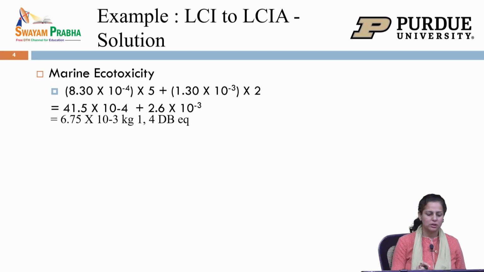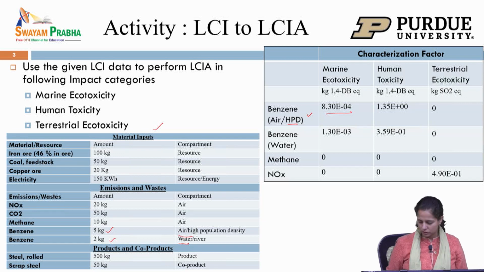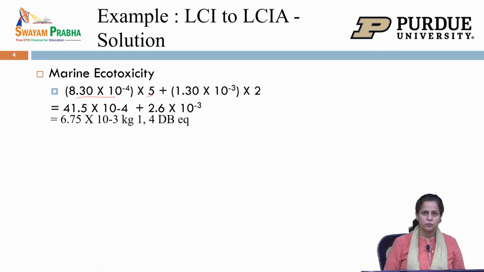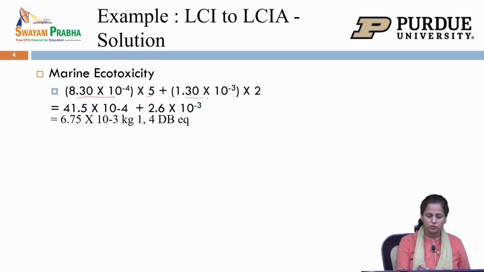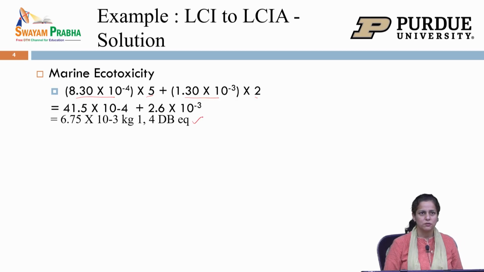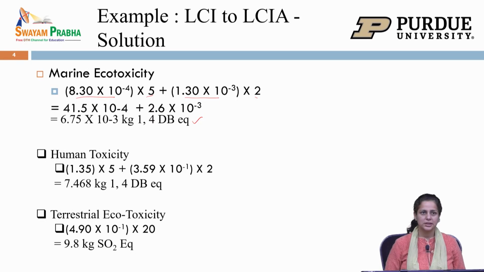So, when we calculate the marine ecotoxicity, we multiply the characterization factor 8.30 × 10^-4 with the 5 kgs of benzene that is going to air in the high population density area. For benzene in water, we have 2 kgs of emissions and the characterization factor is 1.30 × 10^-3. So, we multiply 1.30 × 10^-3 by 2, and that gives us the total marine ecotoxicity of 6.75 × 10^-3 kg 1,4-DB equivalent, which is the reference chemical for this impact. Similarly, you can calculate human toxicity and terrestrial ecotoxicity.